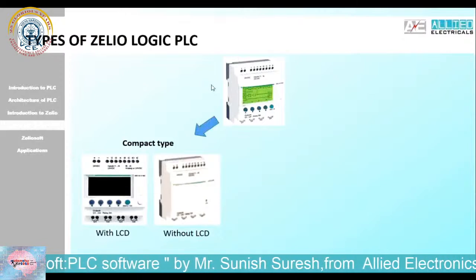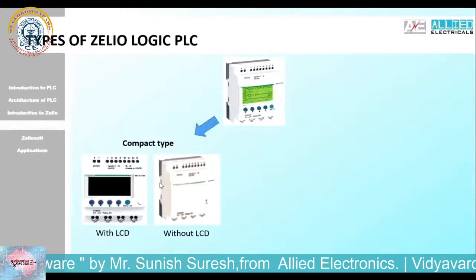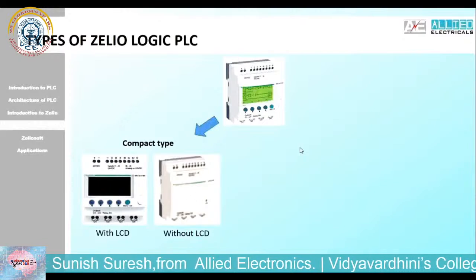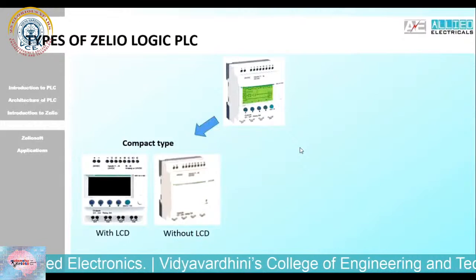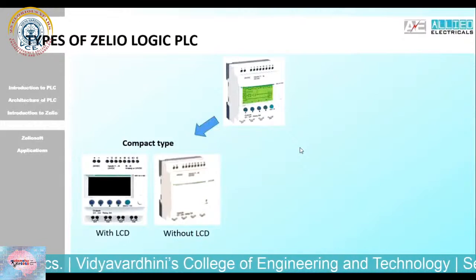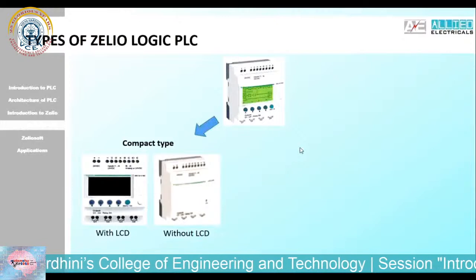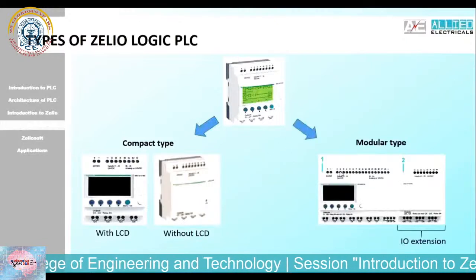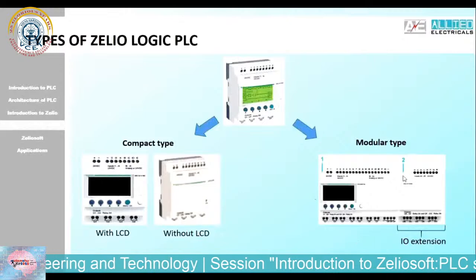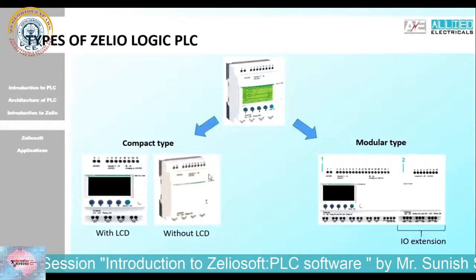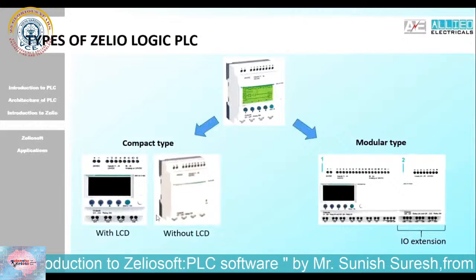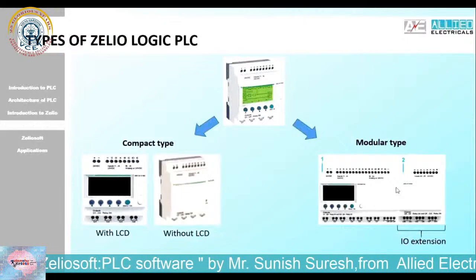Next is the types of Zeliosoft PLC. Well, there are two types of Zeliosoft PLCs. The first one is a compact type. The compact type comes with LCD or without LCD variant. Well, the second one, that is the modular type, comes with a provision for adding additional I/O cards or communication modules. So these are the two types of the PLCs.